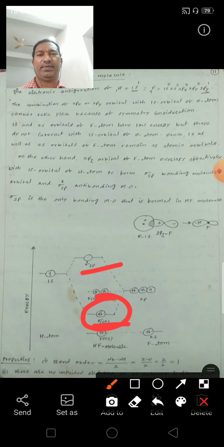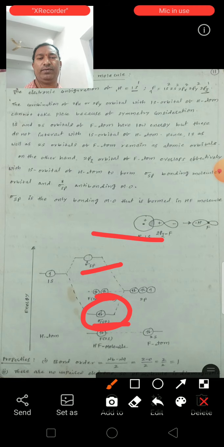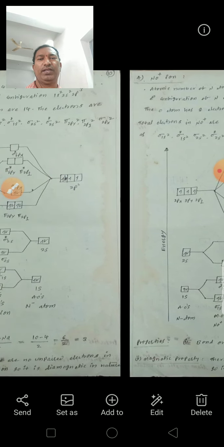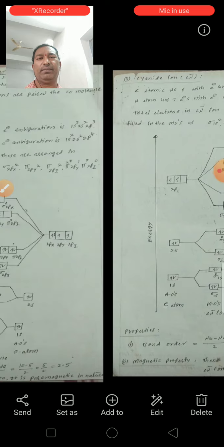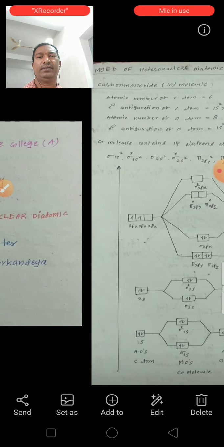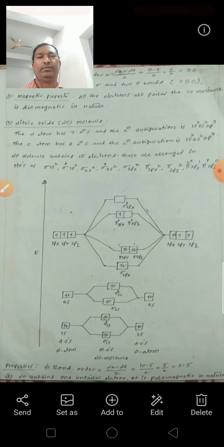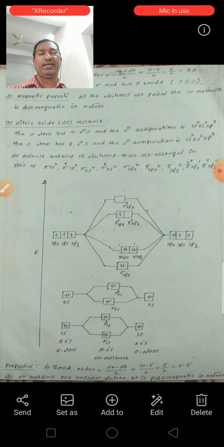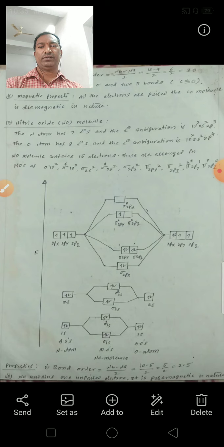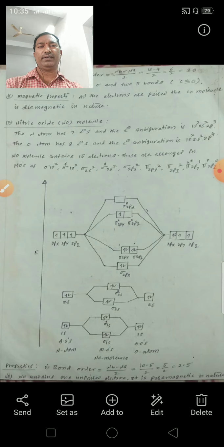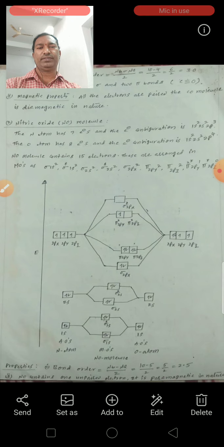So these are the molecular orbital energy diagrams of heteronuclear diatomic molecules: the HF molecule, the NO plus molecule, the CN minus molecule, the NO molecule and the CO molecule. Some are neutral molecules and some are ions, like the NO plus ion and the CN minus ion. So this is a summary of heteronuclear diatomic molecules. Okay, thank you.